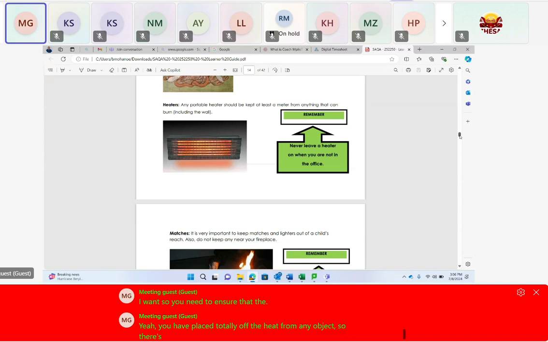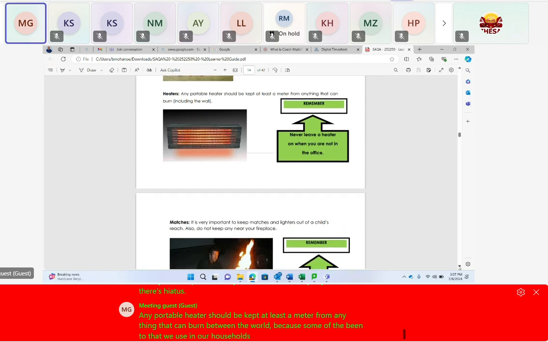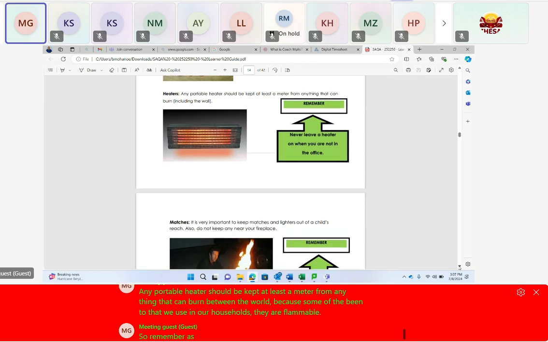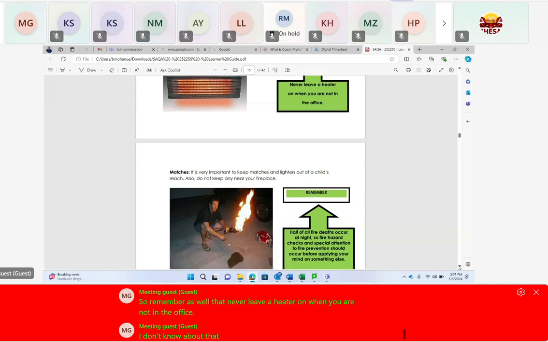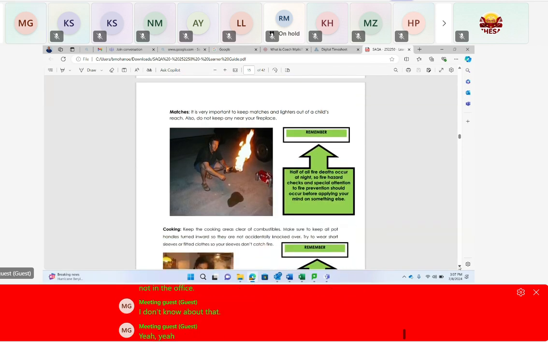There are heaters. Any portable heater should be kept at least a meter from anything that can burn, including the wall, because some of the paint that we use in our households is flammable. Remember as well, never leave a heater on when you are not in the office.